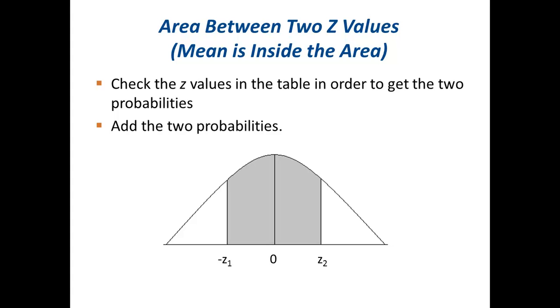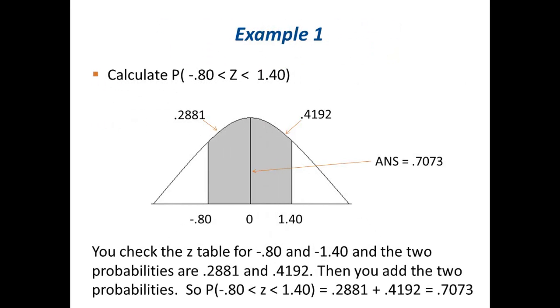If you have between two z-values and the mean is inside the area, then you calculate the two probabilities and then you add the two probabilities. So be very careful with the between. If the mean is inside the area, you add the two probabilities. If the mean is not inside the area, you subtract the smallest probability from the largest. So in this case, between -0.8 and 1.4, we check again the table. The first probability is 0.2881, the second is 0.4192, so we add the two probabilities. So the answer is 0.7073.